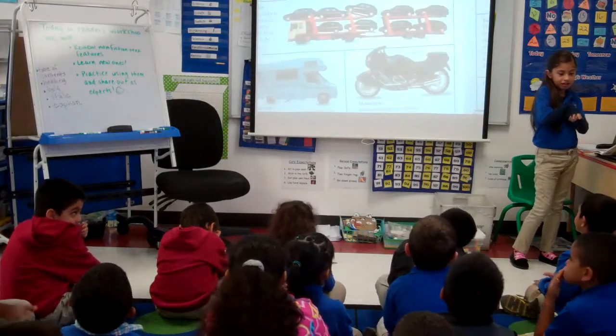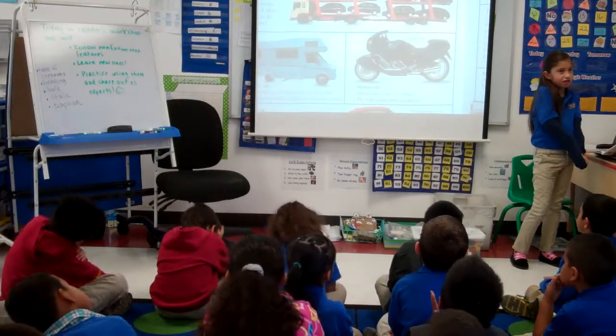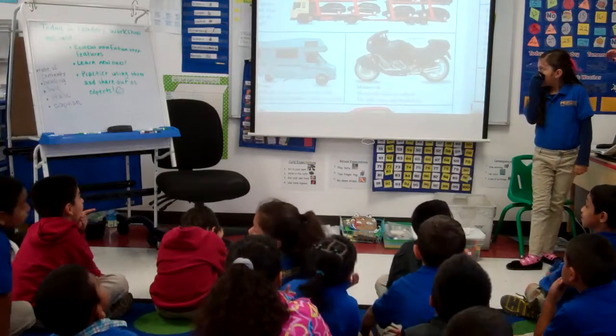Exactly. A lot of times the heading is at the top of the page. So the heading is like the title of the section of the book.